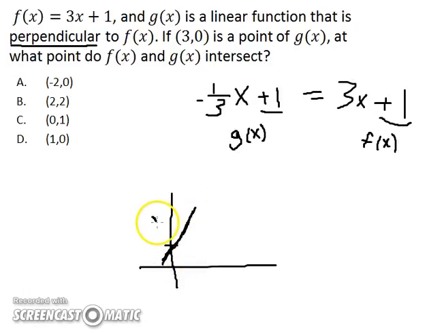And g of x is perpendicular. It also goes through that point. That means they intersect each other at that point. So without even doing all that work we just did, we can see just from this setup here, where you can see the y-intercepts, that they intersect at the point (0, 1).